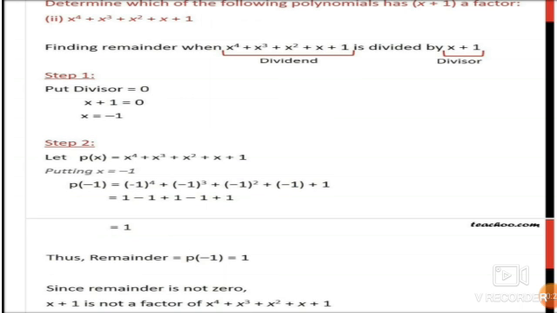Okay. Next, determine which of the following polynomials has x plus 1 as a factor. This is also same to same as the previous example. You can discuss yourself only, students. As it is, nothing will be changed. Okay. Next, only little changes are there. You can observe what the changes are, what the difference from the previous example is, and how you can do this example. Do it yourself and discuss yourself only.